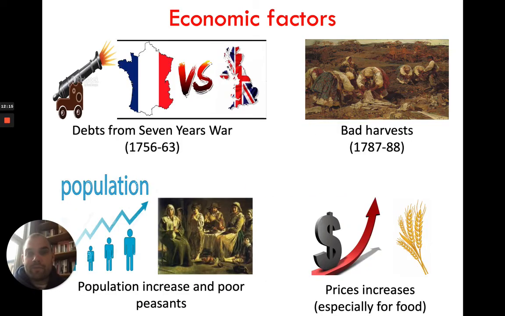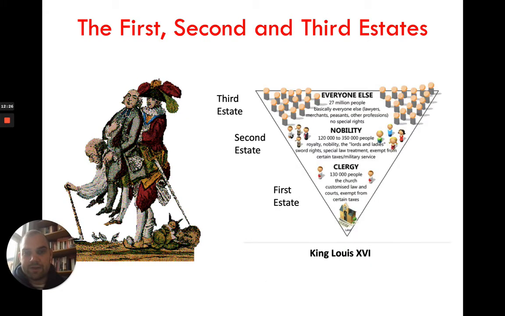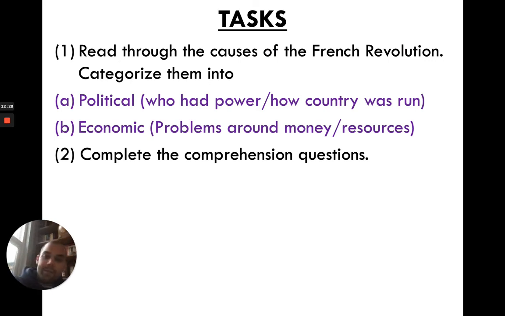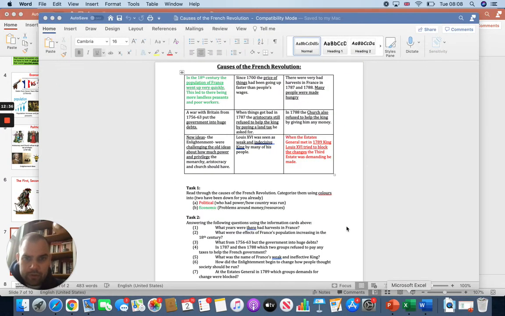Okay, so we've looked then at the main economic factors that led to the French Revolution in the short term, and then also some of the political factors, the groups and people who were demanding change. Now, what you're going to have to do just very quickly now, Year 8, is you've got a Word document which your teacher will upload into Teams.